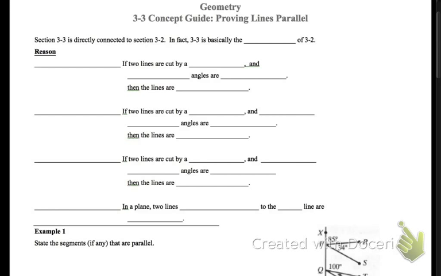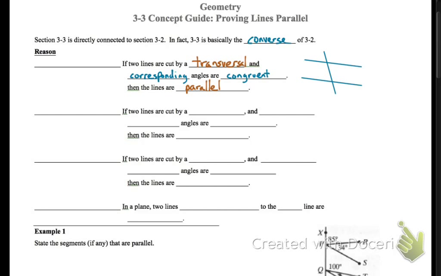Section 3.3, proving parallel lines, is a lot like section 3.2. In fact, 3.3 is basically the converse of section 3.2. So these words are all going to sound familiar. If two lines are cut by a transversal and corresponding angles are congruent, then the lines are parallel.